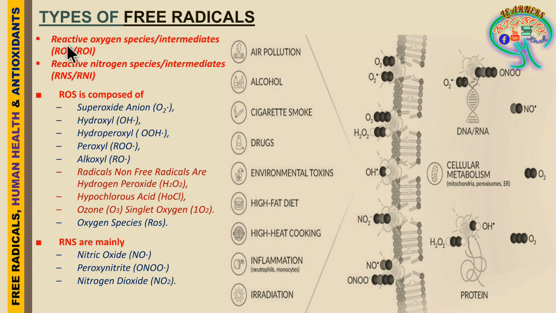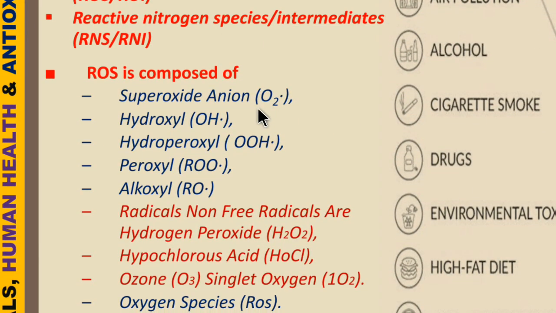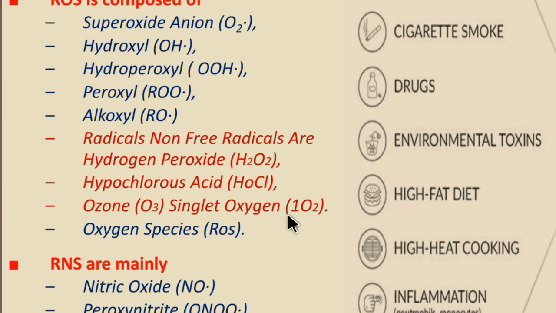So here reactive oxygen species or intermediates are nothing but the oxygen based free radicals. Here you can see superoxide anion, hydroxyl, hydroperoxyl, peroxyl, alkoxyl radicals, and non-free radicals like hydrogen peroxide, hypochlorous acid, ozone, singlet oxygen. So these are oxygen based, where oxygen acts as the free radical molecule with an excited electron imbalance, written as O2, OH, HO2, RO2, RO, H2O2, HOCl, O3, and 1O2.